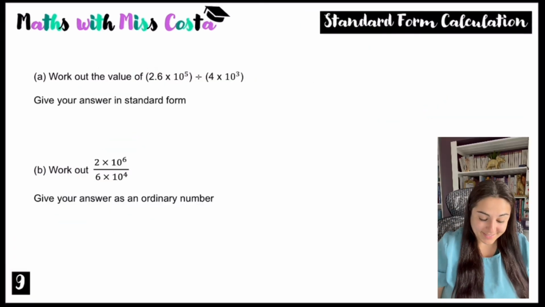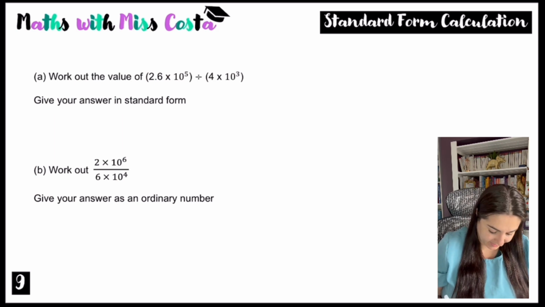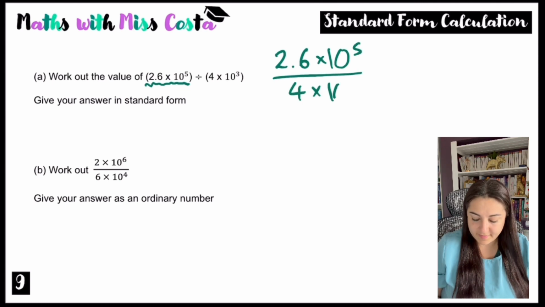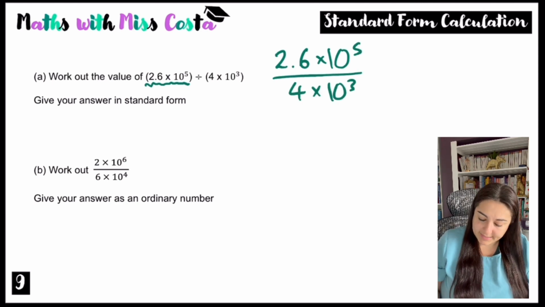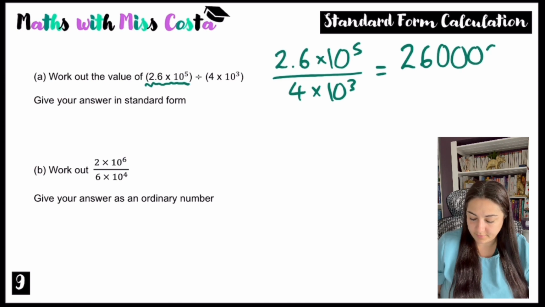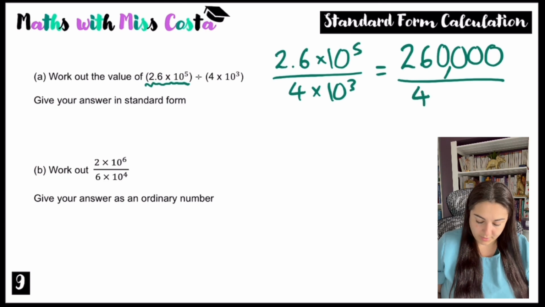So when I'm converting with standard form, I get some trickier calculations like this. So 2.6 times 10 to the power of 5 divided by 4 times 10 to the power of 3. Now I can write this in fraction form if I want. So 2.6 times 10 to the power of 5, well, that's 2, and then 6 counts as 1, 2, 3, 4, 5. Okay, so that's 260,000 divided by 4 times 10 cubed, which would be 1, 2, 3. 4 times 1,000 is 4,000.